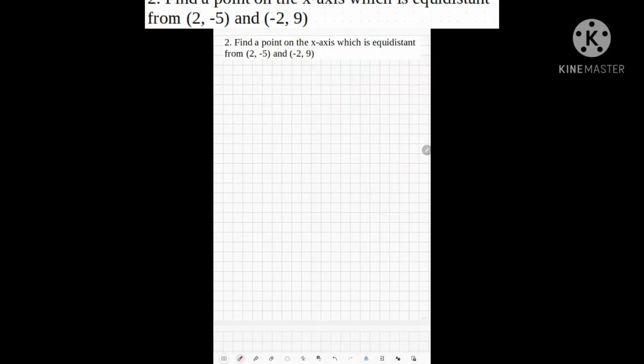Find a point on the x-axis which is equidistant from (2, -5) and (-2, 9). The question is, a point on the x-axis means, see, this is a graph, this is the y-axis, this is the x-axis. You take any point on the x-axis. Here the first coordinate is x, the second coordinate is 0, because for a point on the x-axis, the y coordinate is 0.